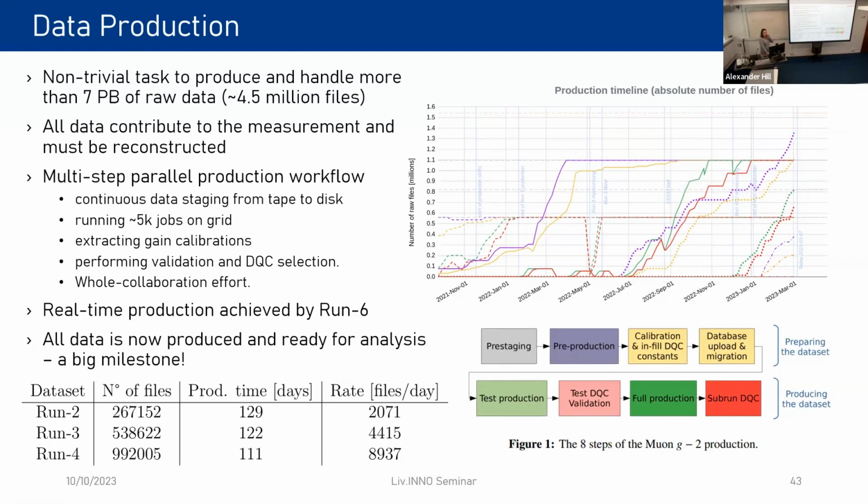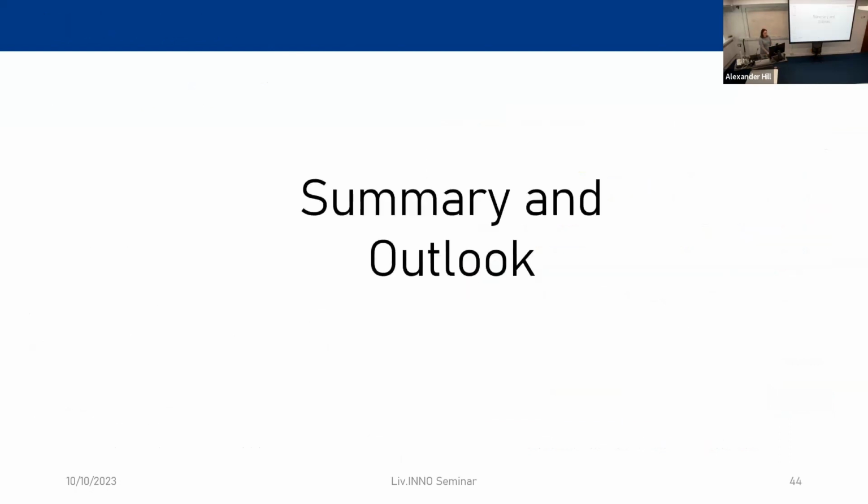But all the data has been produced and reconstructed and is now ready for the final analysis. This is the fitting of those wiggle plots that I showed. It's a really big milestone to have all the reconstructed data ready. And now the collaboration is going through the actual physics analysis step. But do follow that link to Paolo's paper if you're interested in the requirements for handling data volumes of this size, because he goes into a lot more of the details.